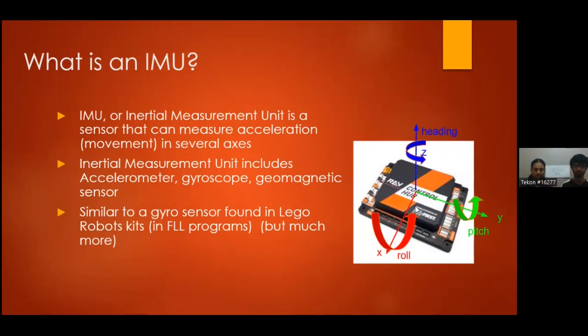So with this picture, heading is the angular orientation on the z-axis, roll is the orientation on the x-axis, and pitch is the orientation on the y-axis.